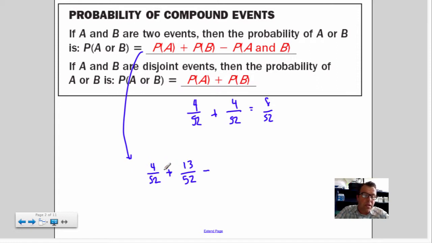You considered him in this probability. Sorry, the jack of hearts you've considered twice: the jack here and all the hearts. So you have to subtract away when you have a jack and a heart. And that's what this piece is. This is subtracting away the overlap. I hope that makes sense.